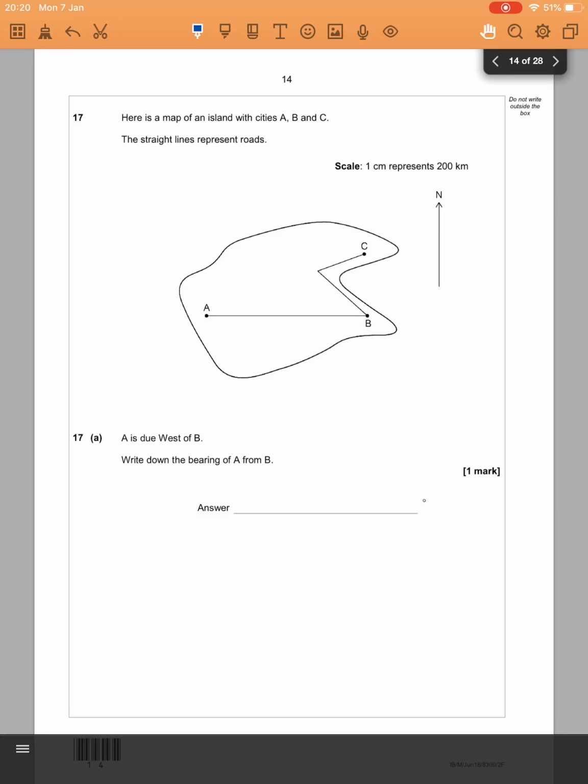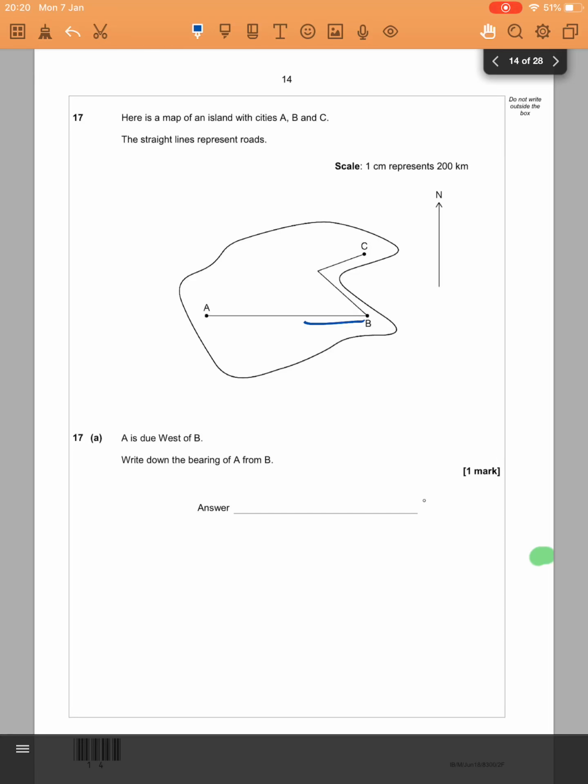Question 17. Here is a map of an island with cities A, B and C. The straight lines represent roads. So we have got a road here, we've got a road here, and we've got a road here. We're also told that A is due west of B. So A, this point, is west of B. So if you stand at B and you face west, you would be facing A.